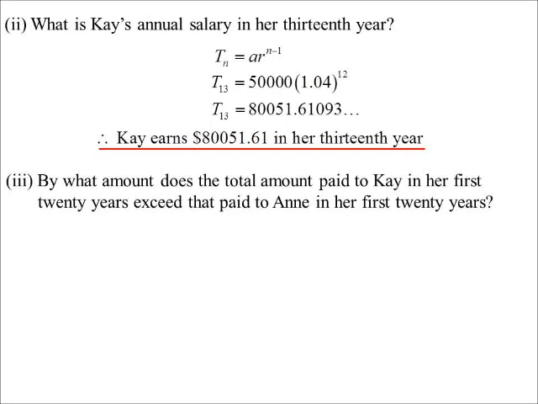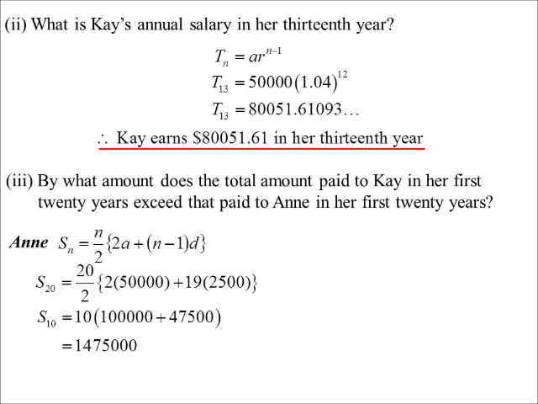So after 20 years, Kay obviously is going to end up with more money than Anne. But how much, they want to know? How much after 20 years? So we now want to find the sum. So for Anne, hers is arithmetic. Subbing in, we get $1,475,000 after 10 years. Sorry, 20 years.